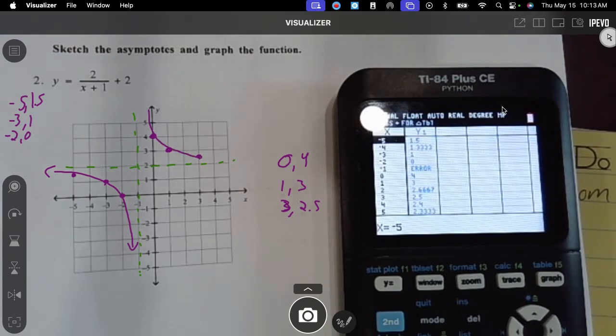Okay. Are we good with this? Then you go back home. All right. So there's number 2. Yay. 20 something more to go.